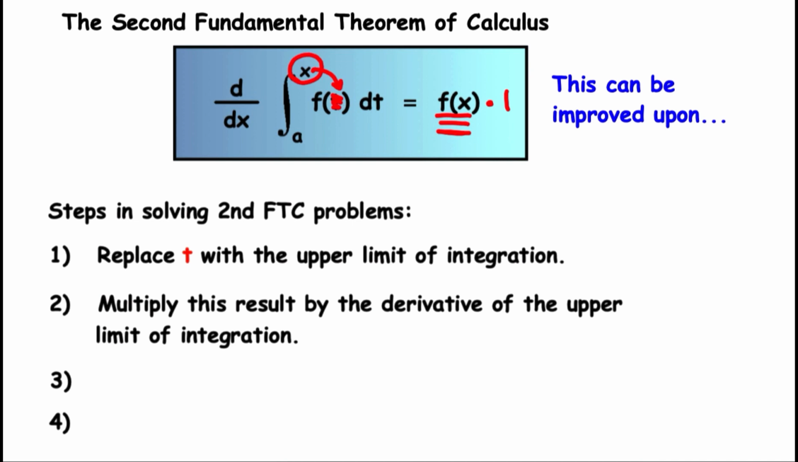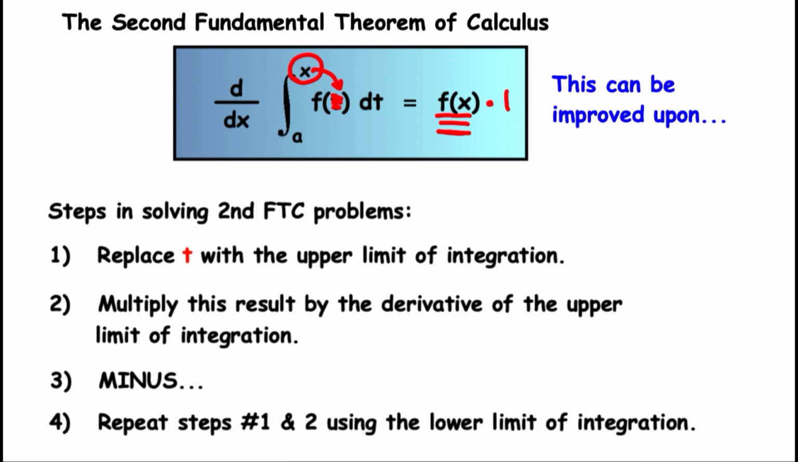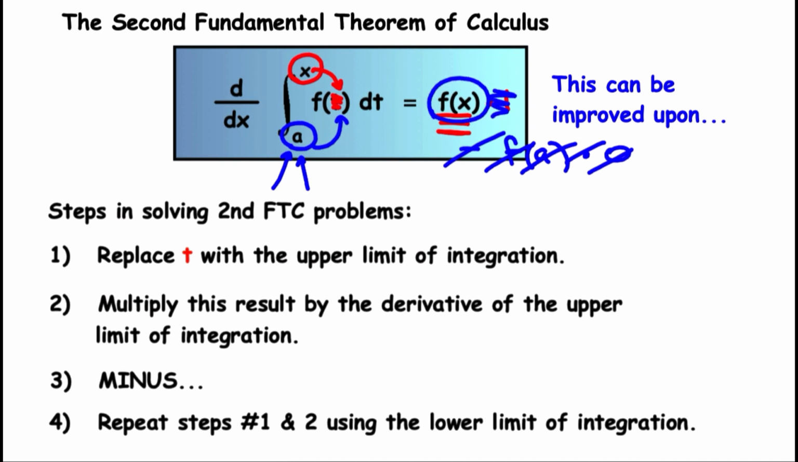Okay, step 3, you're simply going to subtract, so minus. And finally, step 4, repeat steps 1 and 2, but use the lower limit. Okay, so you put the lower limit in again, and that would be minus, okay, and then f of a. But the reason you don't see this written is the derivative of a, since a is a constant, would be 0. And multiplying by 0 kills this all off. And you don't see the times 1 either. And so the book just calls it f of x.